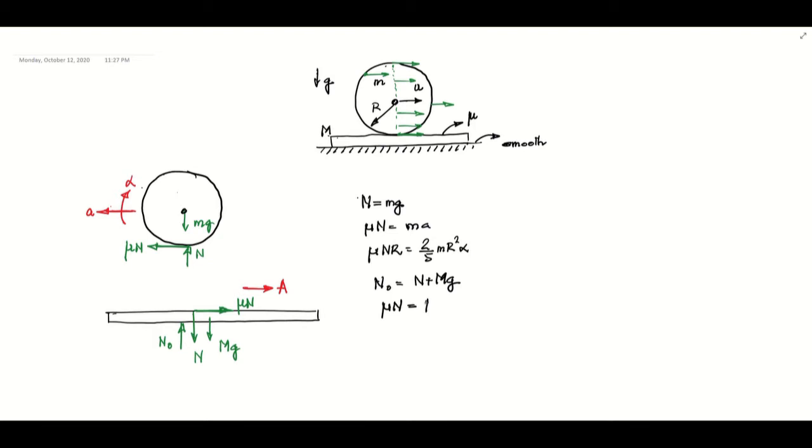Now from these we will immediately get small a is equal to mu g, alpha is equal to 5 mu g by 2, and capital A is equal to mu small mg by capital M.